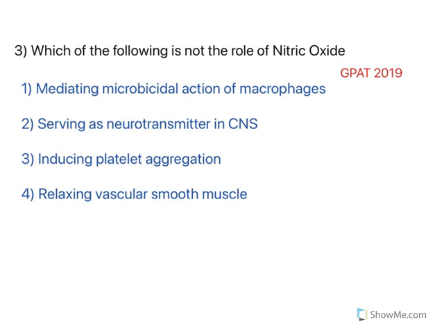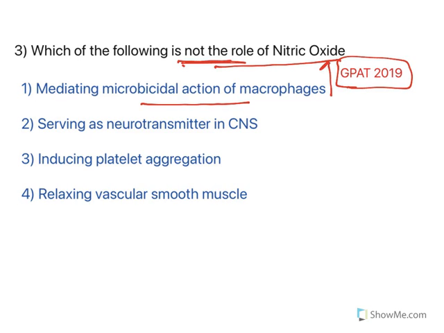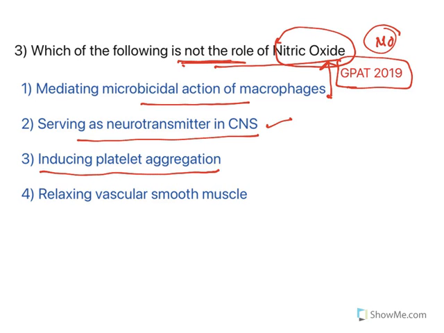Which of the following is not the role of nitric oxide? This was tested in GPAT 2019. Again, not the role, not correct, not true. Mediates microbicidal action of macrophages. Yes, nitric oxide is found to show this action. It serves as a neurotransmitter in the CNS. Yes, researchers wondered how a gas can act as a neurotransmitter, but it does. Induces platelet aggregation? No, in fact it inhibits platelet aggregation.